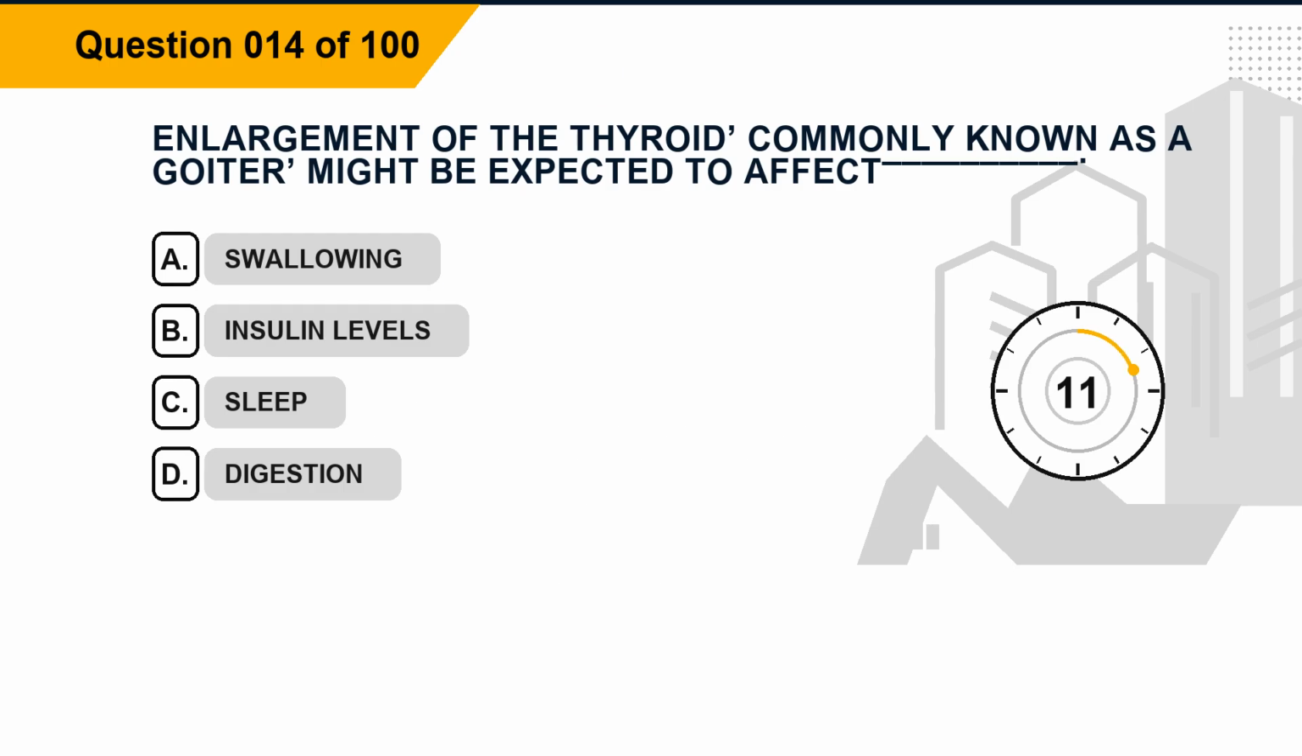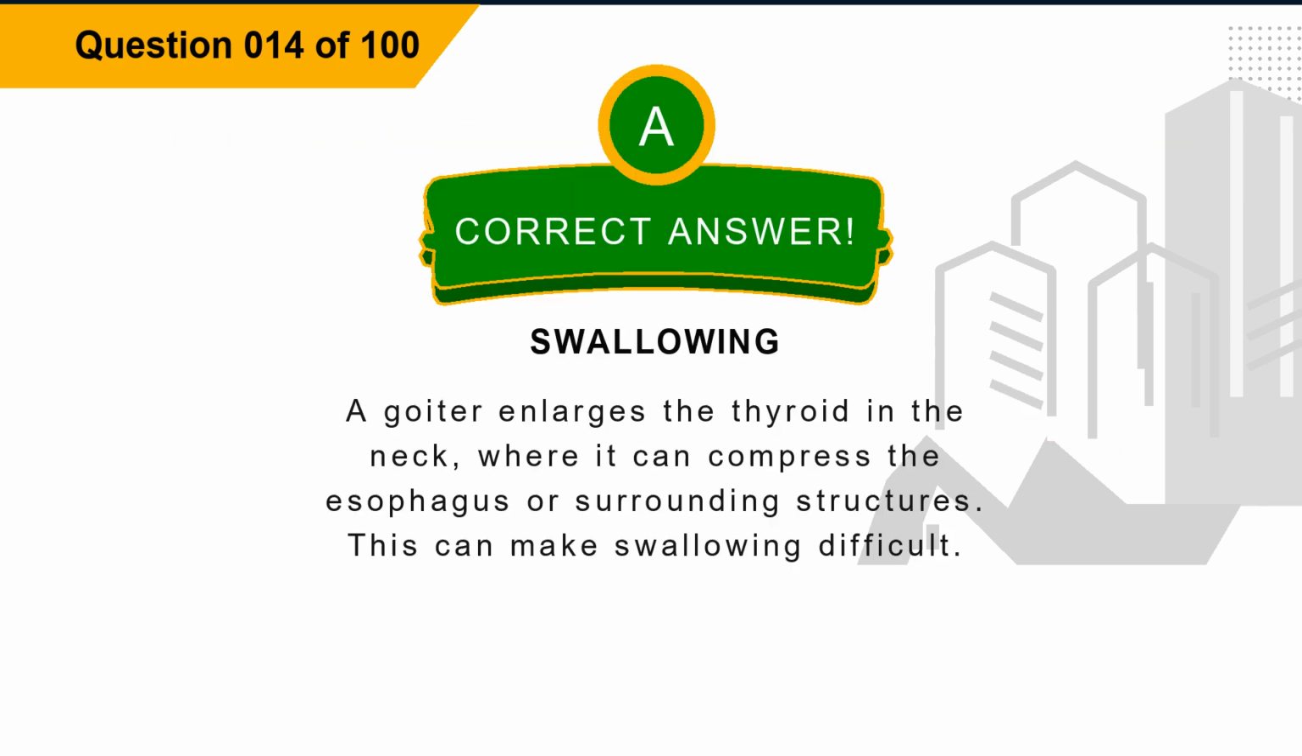Enlargement of the thyroid, commonly known as a goiter, might be expected to affect blank. Option A, swallowing. Option B, insulin levels. Option C, sleep. Option D, digestion. The correct answer is option A, swallowing.